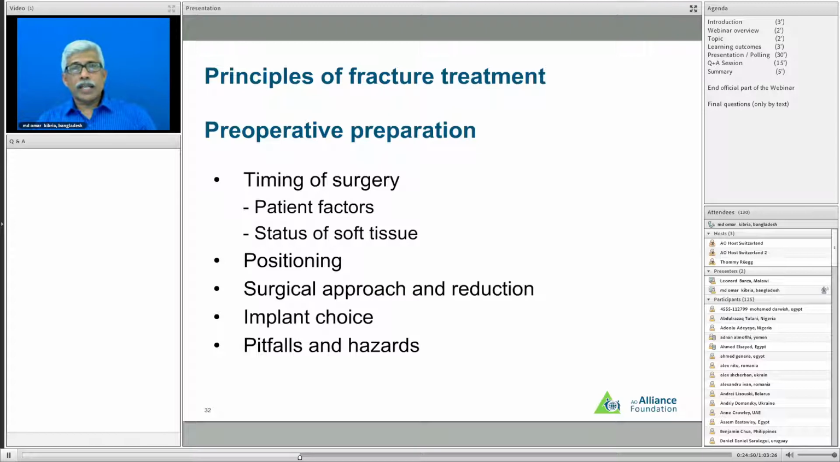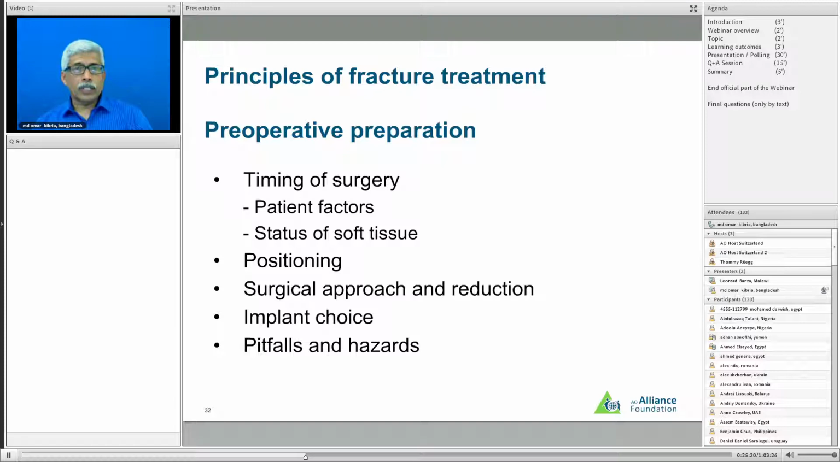So once you have decided to take the patient for surgery, you must plan preoperatively. If you fail to plan, you are planning to fail as well. The first important part is timing of surgery. We have discussed so far the patient's general condition and the local ankle condition, the soft tissue status. All will help you to guide and decide when to take the patient for surgery.